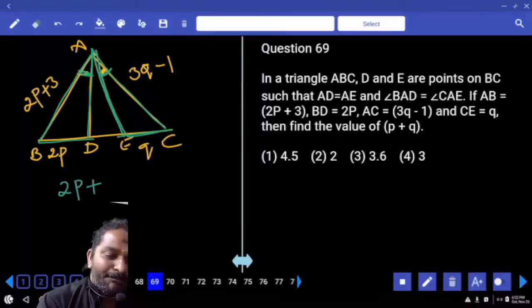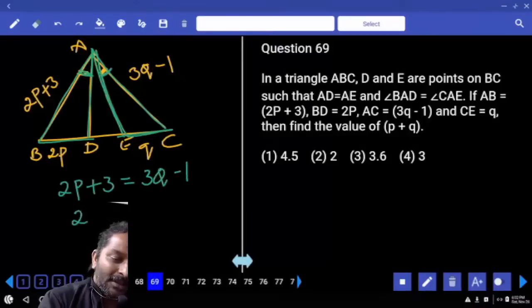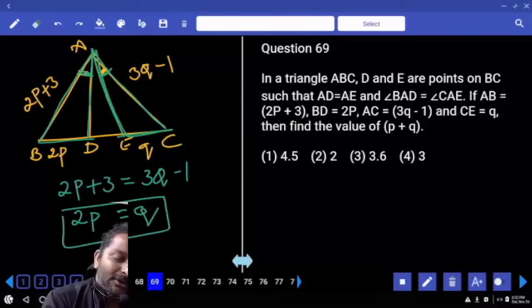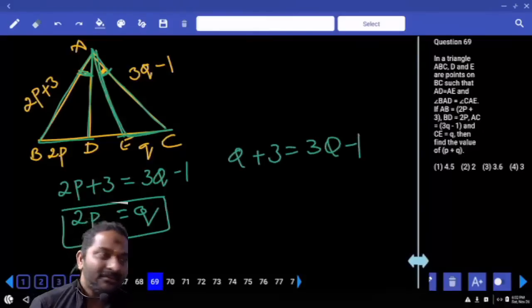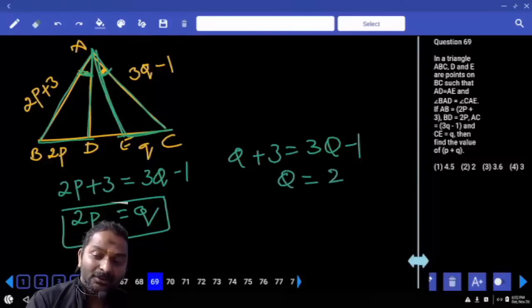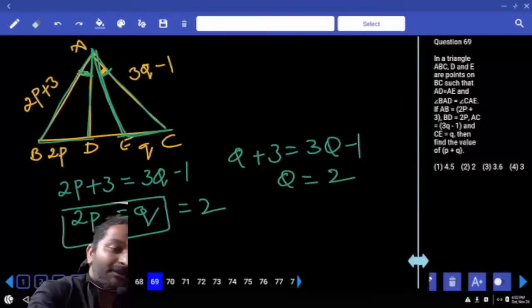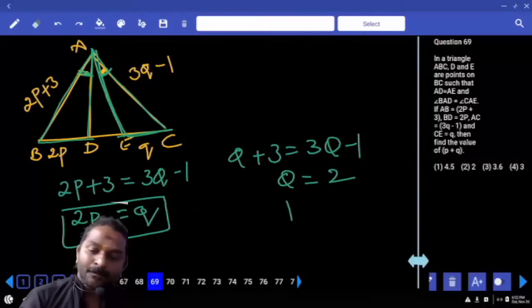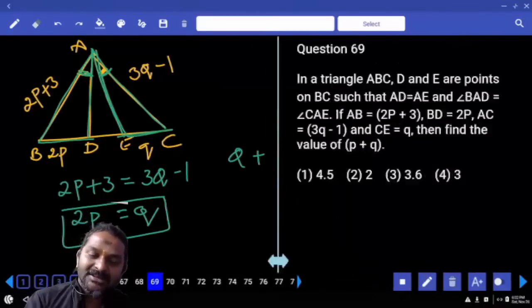Then 2P plus 3 must be equal to 3Q minus 1 and base values 2P must be equal to Q. In place of 2P, can we write Q value? That means Q plus 3 is equal to 3Q minus 1. Come on. 2Q is equal to 4. Q is equal to 2, which is equal to 2P, right? From that P is equal to 1. Now we were asked to calculate the sum of P plus Q, which is answer 3.